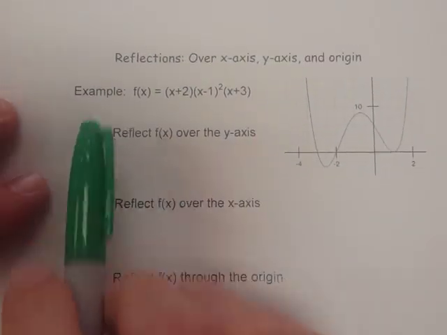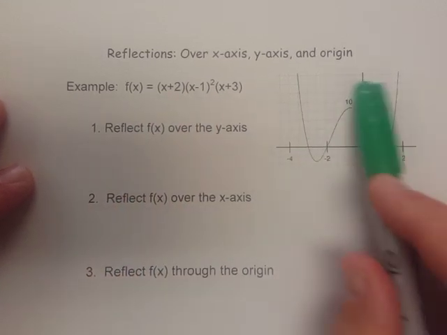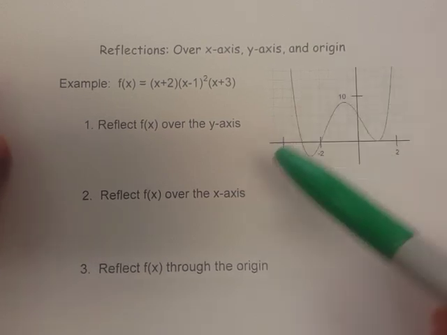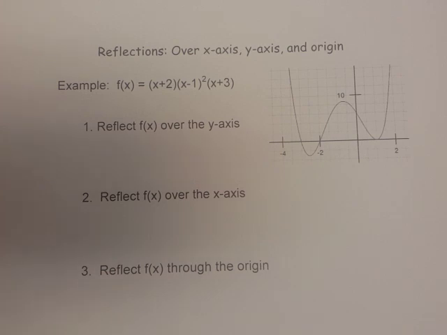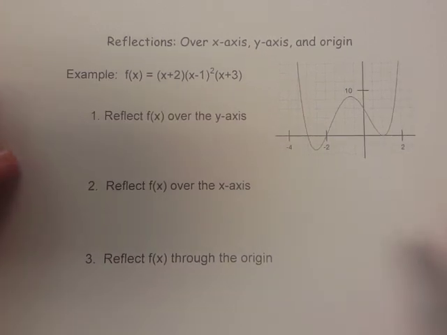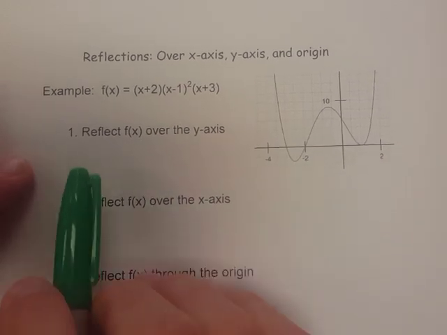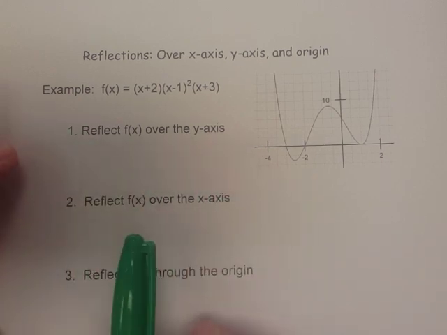So we've got an example of a function that's already in factored form. We see a graph of it right here, and we want to reflect this in a number of different ways. If you've got your graphing calculator handy, it might be a good idea to actually try this and see if you notice those things going on, or maybe you are on the Desmos calculator, whatever works for you in that regard. First of all, I'm going to go in the order that we had on the last one.